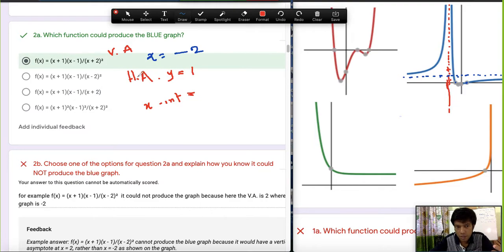This is x plus 1, so minus 1 is one intercept. This is x minus 1, so plus 1 is another intercept. This is the x-intercept. Now the y-intercept.